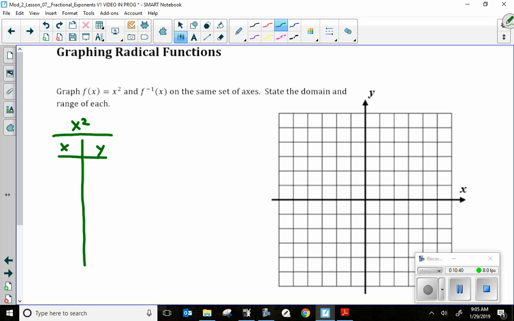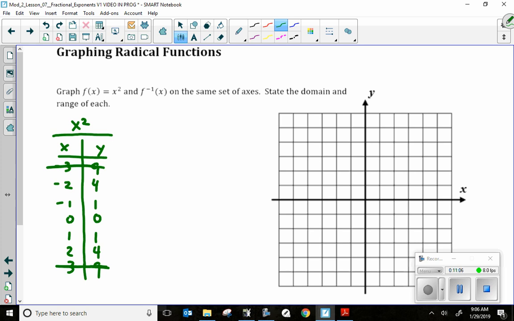Bam. So we'll go from -3, -2, -1, 0, 1, 2, 3. I'm just squaring each one of these: 9, 4, 1, 0, 1, 4, 9. Let's plot these points. Okay, that goes way up. I can't even plot these ones. I don't even have the room in the graph.